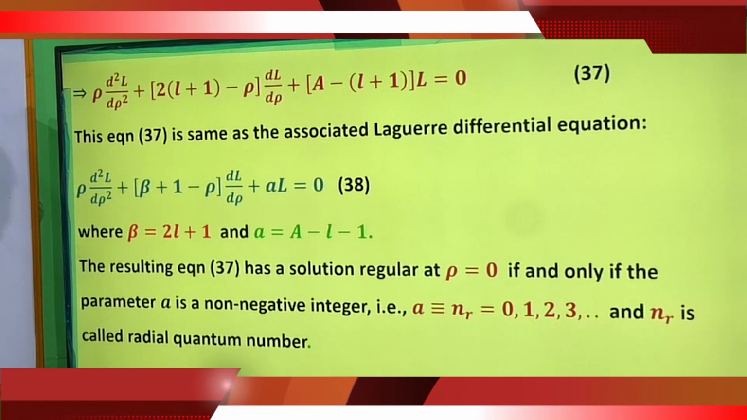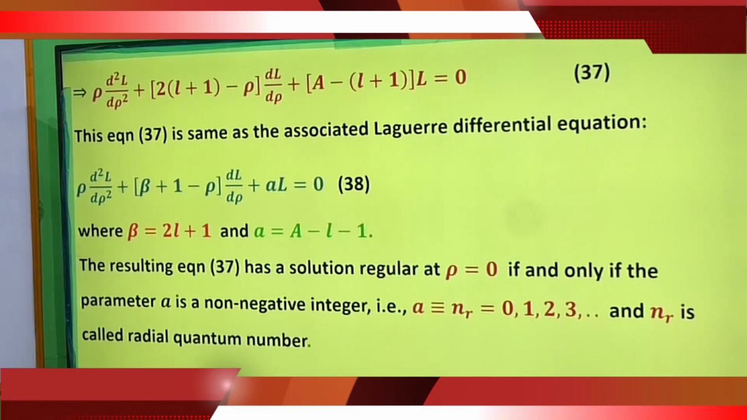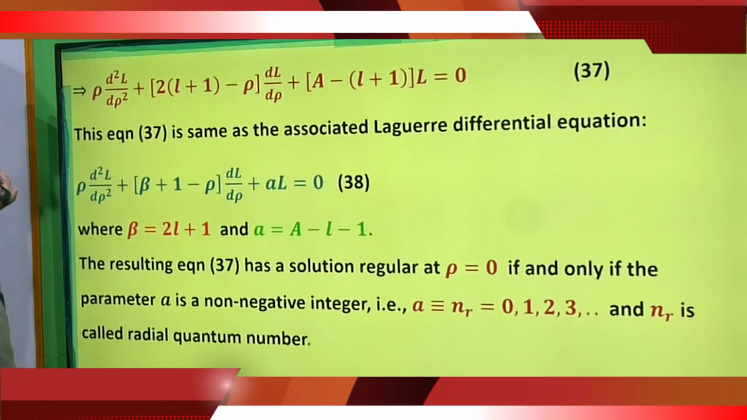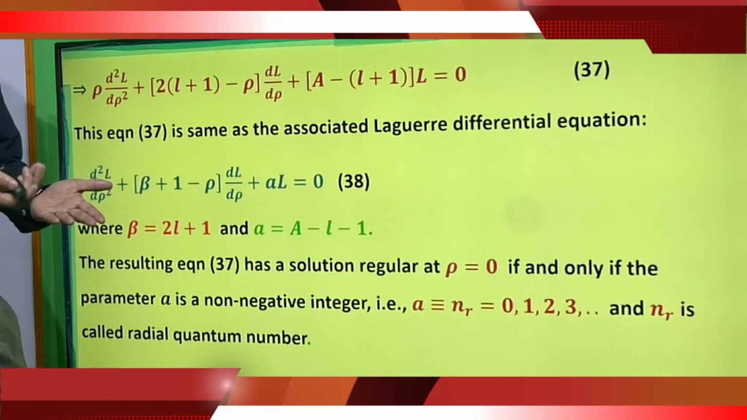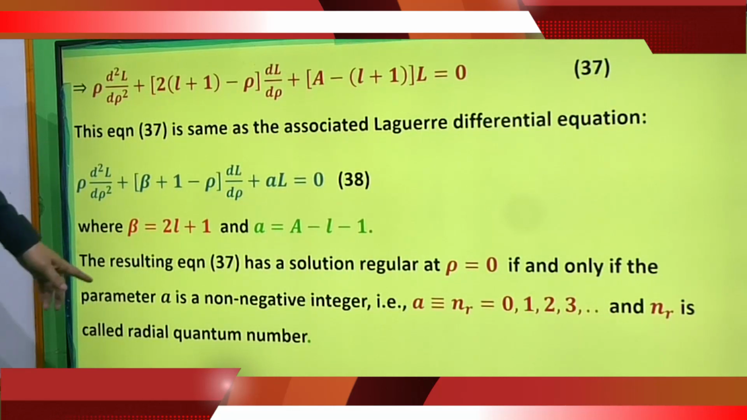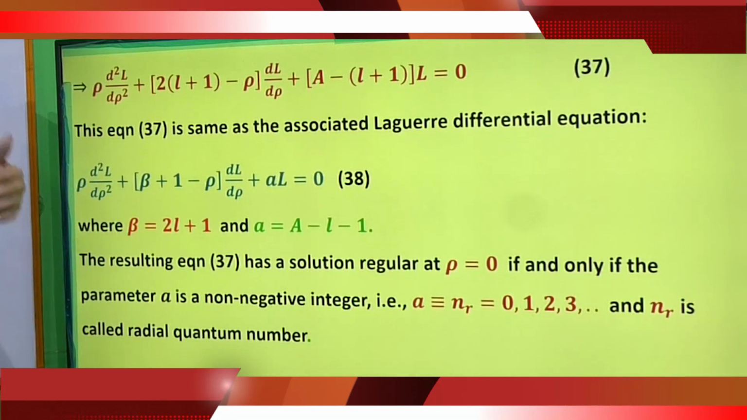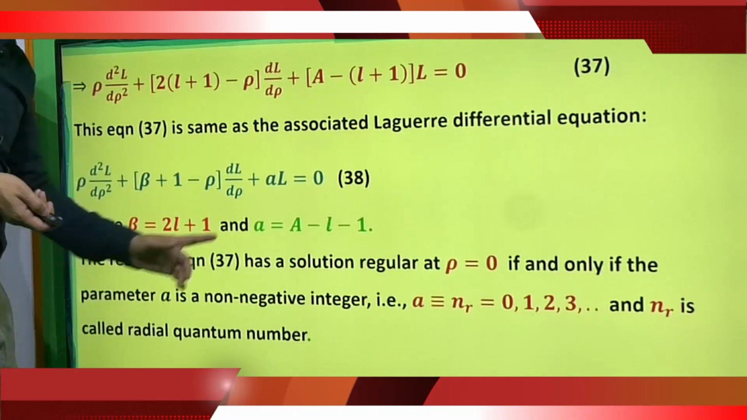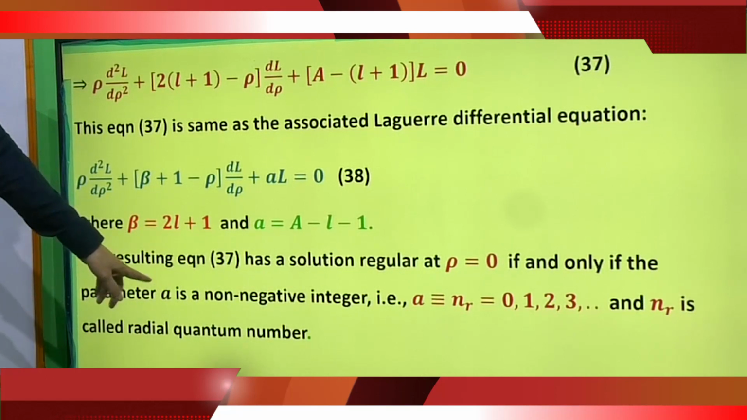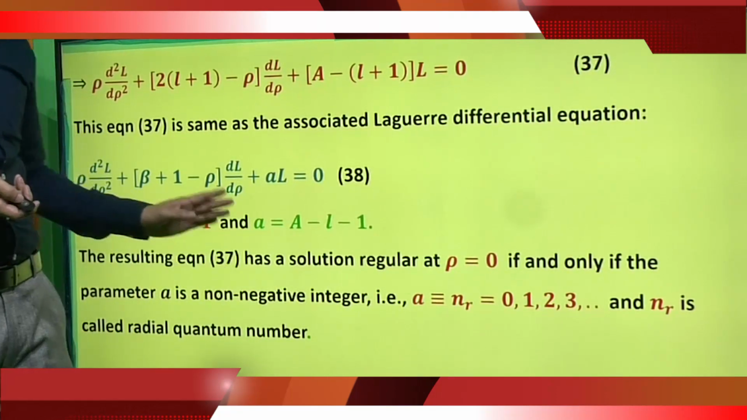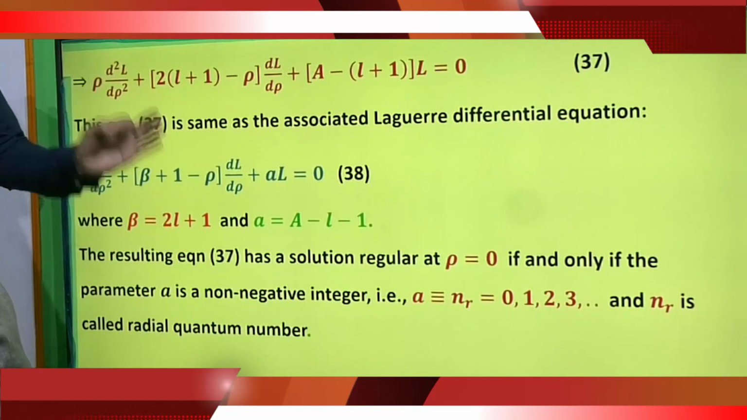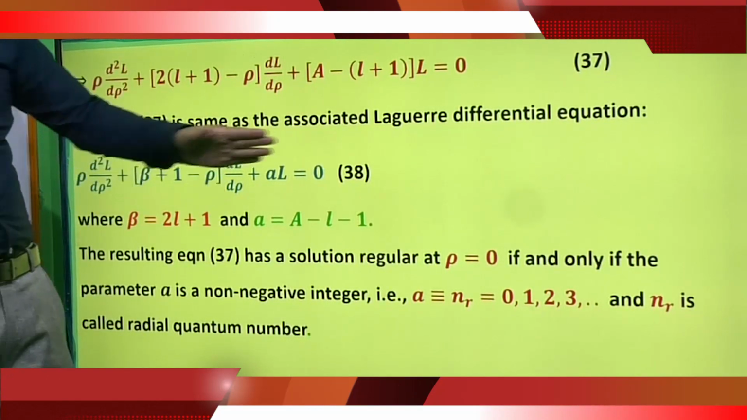Now we know that the resulting equation has a possible solution at rho equal to 0 which is regular. That means it will have the derivative. Now this has a possible solution including rho equal to 0. The value of this A should be a non-negative integer, meaning the value of A can be either 0 or 1 or 2 or 3 and so on.